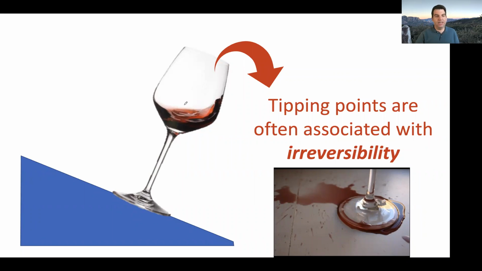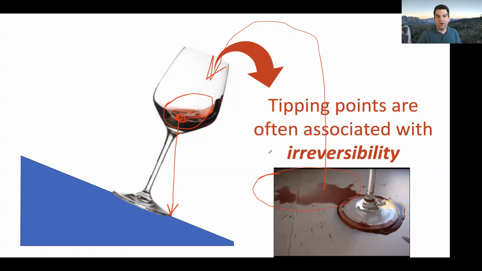And the idea here is that the wine glass has a center of gravity, and when that center of gravity is just over the edge of the wine glass, if you tip the wine glass, it is going to tip over. But the crazy thing about a wine glass is it has liquid in it, and that liquid may spill after it tips over. So even after you right the wine glass, there is no way to get the wine back into the glass. All you can do is wipe up the wine, and then you have an empty glass. So tipping points are often associated with irreversibility.